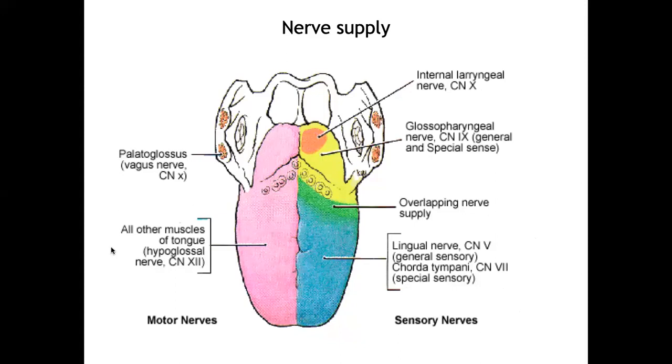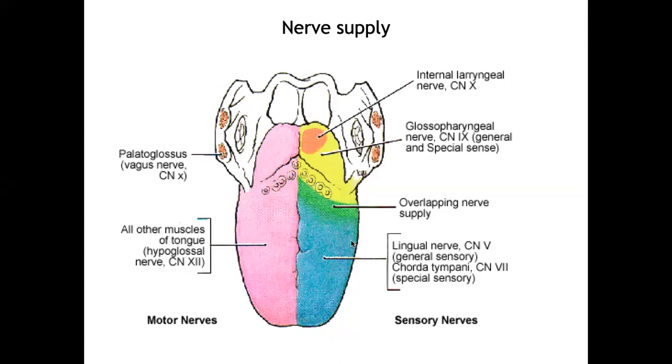Okay, then motor innervation, all the muscles except palatoglossus. Under these heads you will have to write. So anterior 2/3 of the tongue, general senses is lingual nerve. Posterior 1/3 of the tongue, general senses is glossopharyngeal nerve. Okay, remember that. And posterior most part of the tongue, it is not shown here, but it is supplied by the vagus, internal laryngeal branch of the vagus. So that is the general senses.